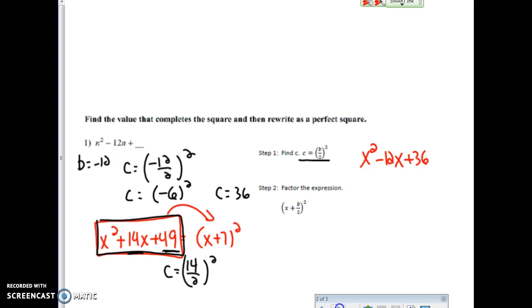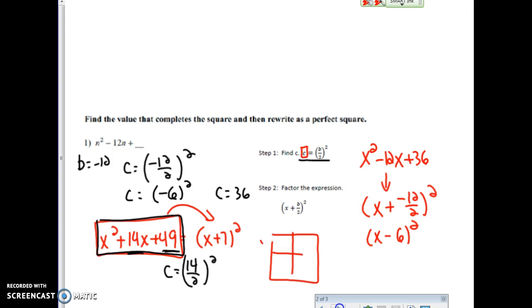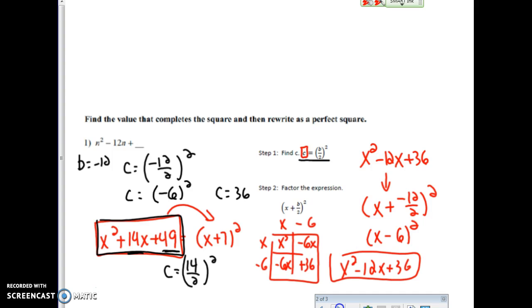How can I factor that expression? Because I've completed the square. I found c to complete the square. This is factorable by the fact that I'm taking the middle term over 2, squared. I get (x minus 6) squared. Just to show you that I'm not making this up, if I do (x minus 6) times (x minus 6), I get x squared minus 6x minus 6x plus 36, so x squared minus 12x plus 36. So I just completed the square, found out what c was, and then factored the expression.